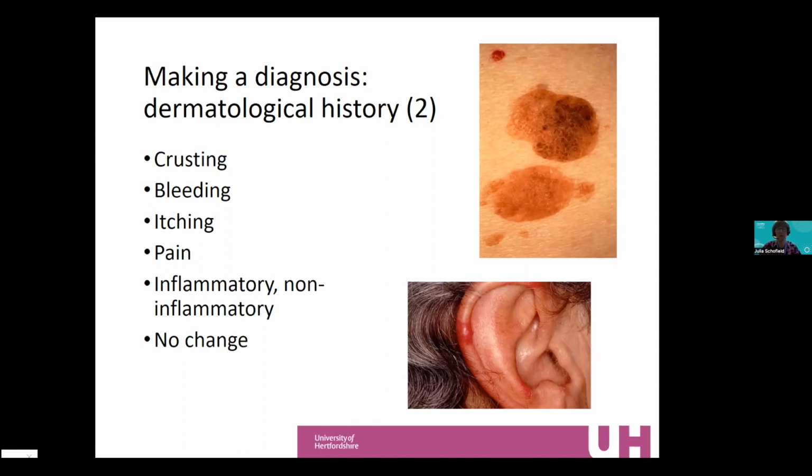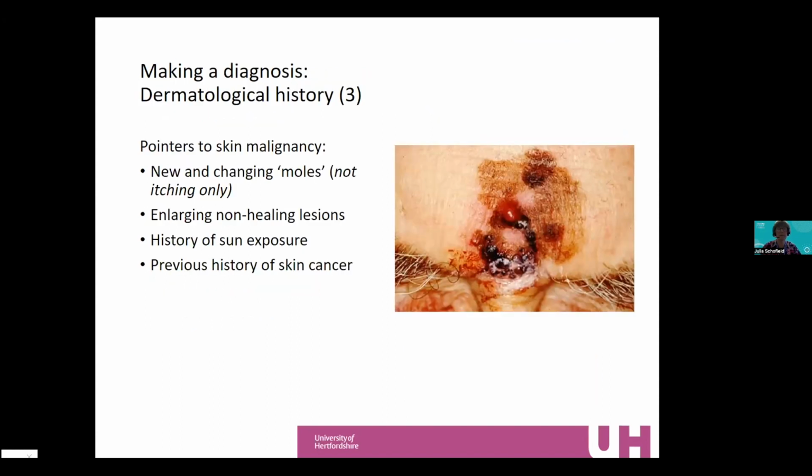And if you have a patient who's got a painful nodule on their ear, it's highly likely to be that condition. And the treatment for that is actually to take the pressure off that with a suitable pillow, what we call a donut pillow. If you have a patient with a lesion and it's not changing, it's highly unlikely to be any cause for concern. But our pointers to skin malignancy, I've already spoken about, will be new changing lesions.